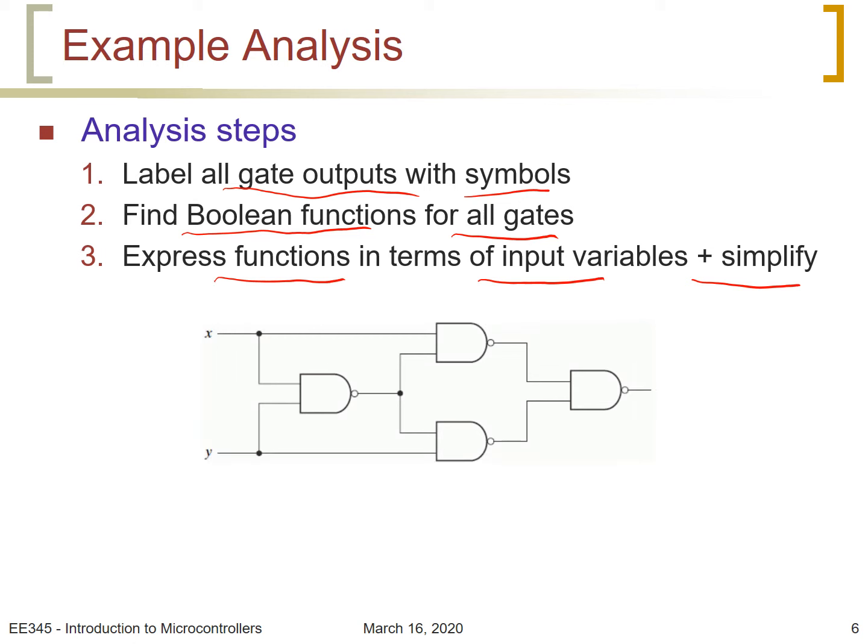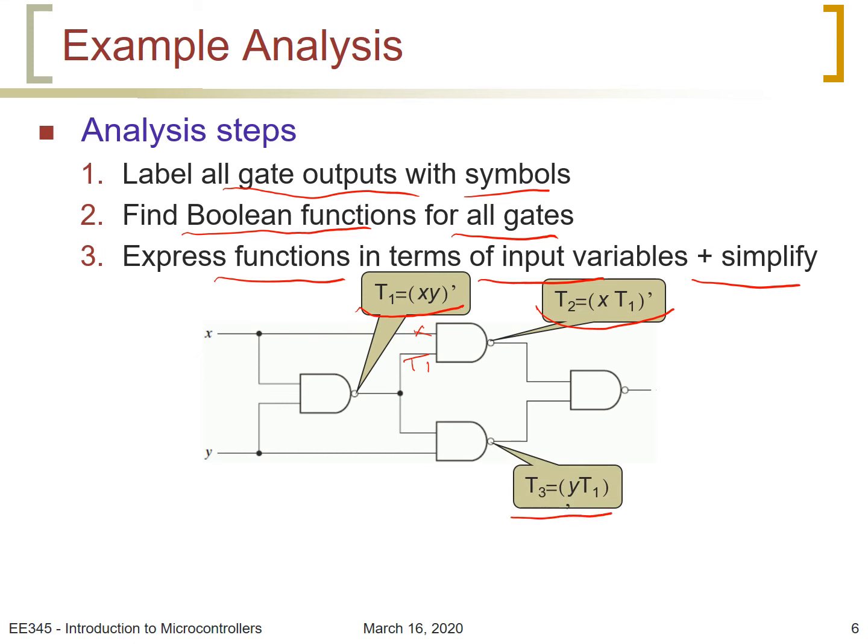For the example that we have just seen, we name the output of the first gate T1, T for temporary, which equals (XY)'. And then we also call the output of the second gate T2, which is X ANDed with T1', and then the other gate we call T3, which is Y T1'. And finally, the output of the last gate is F, which equals (T2 T3)'.